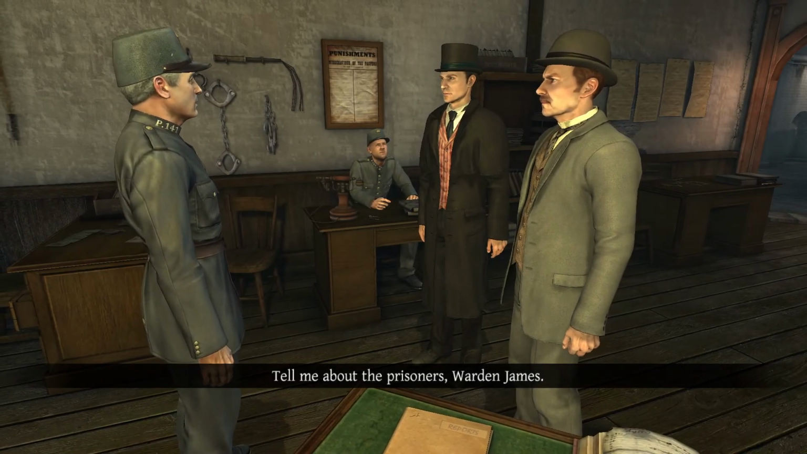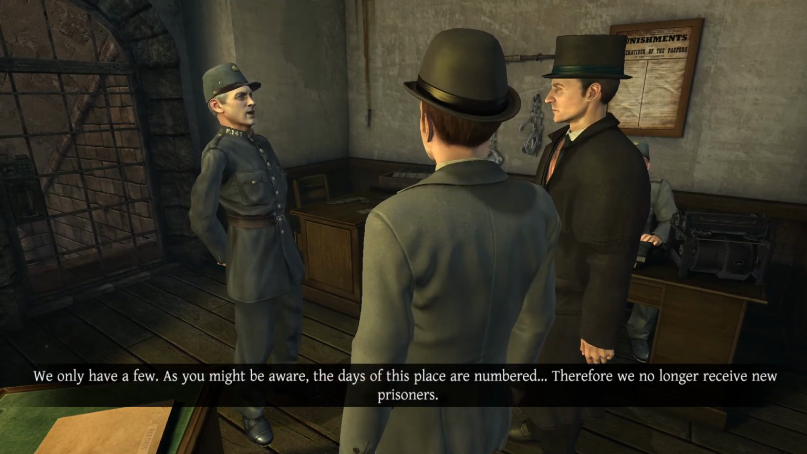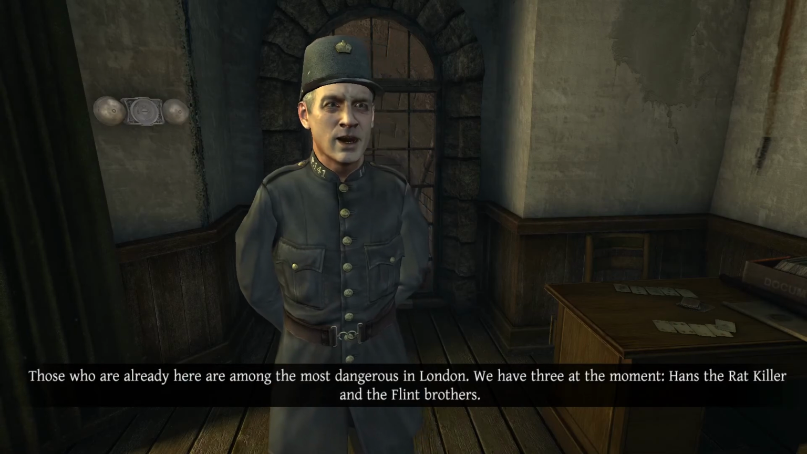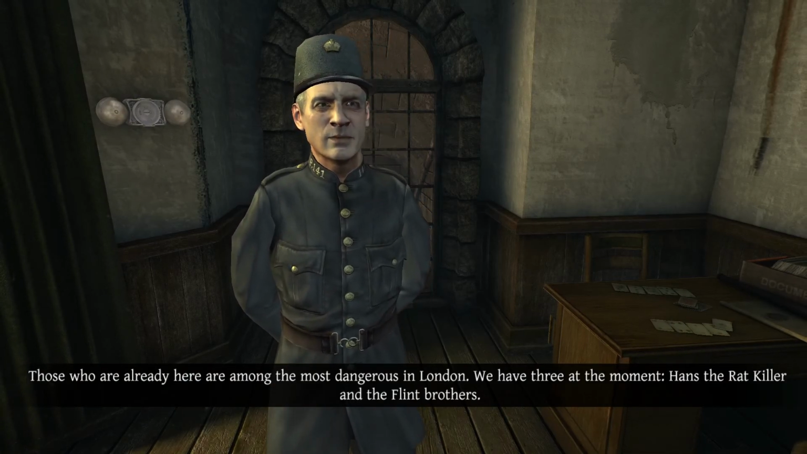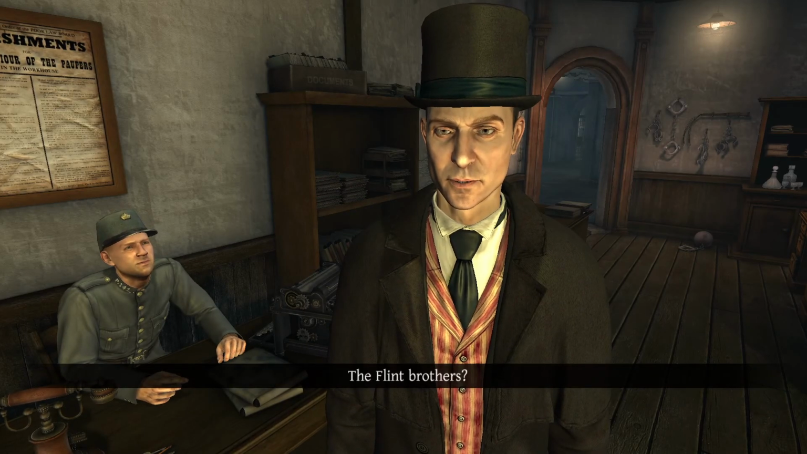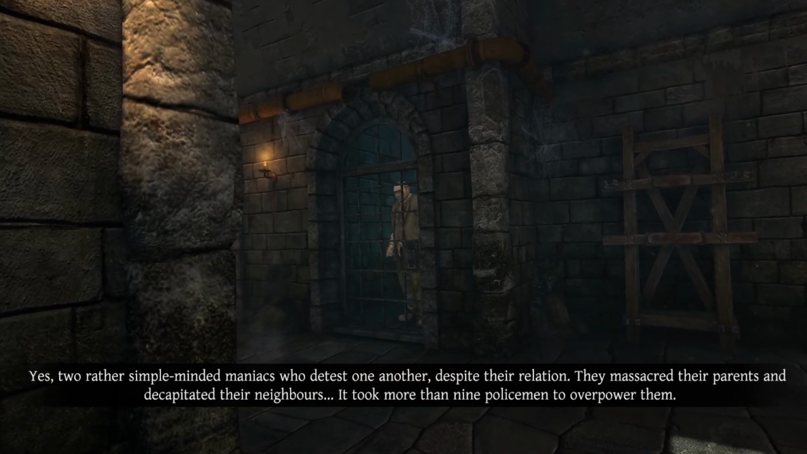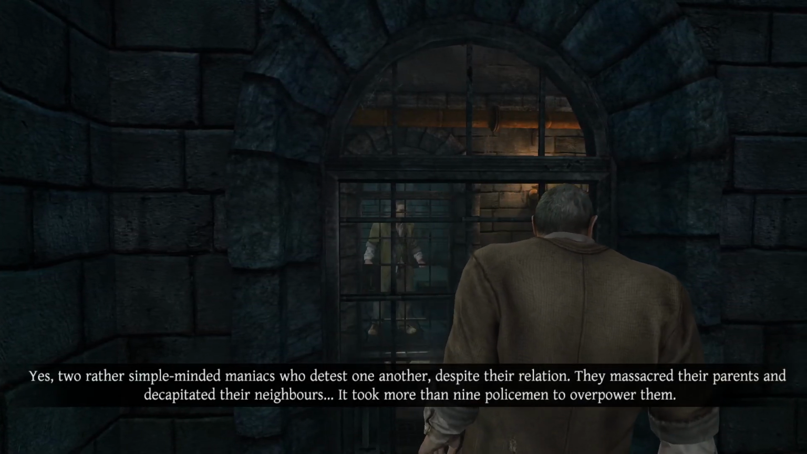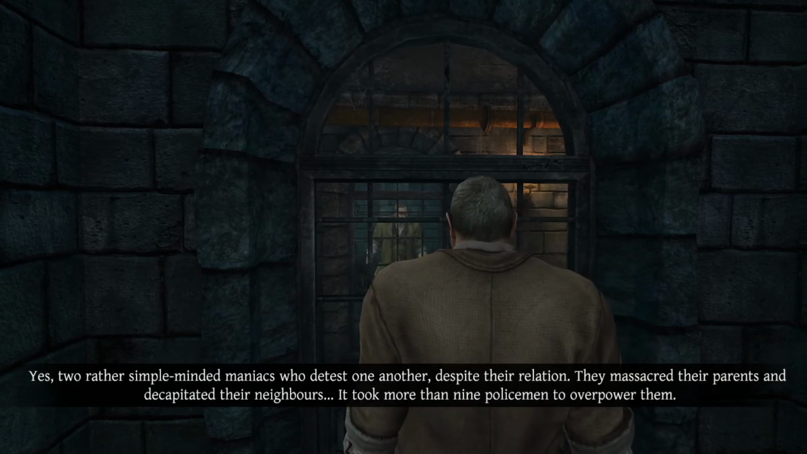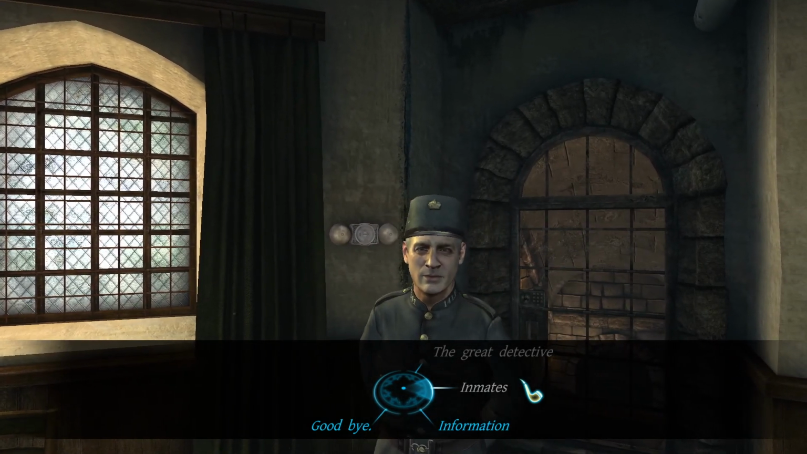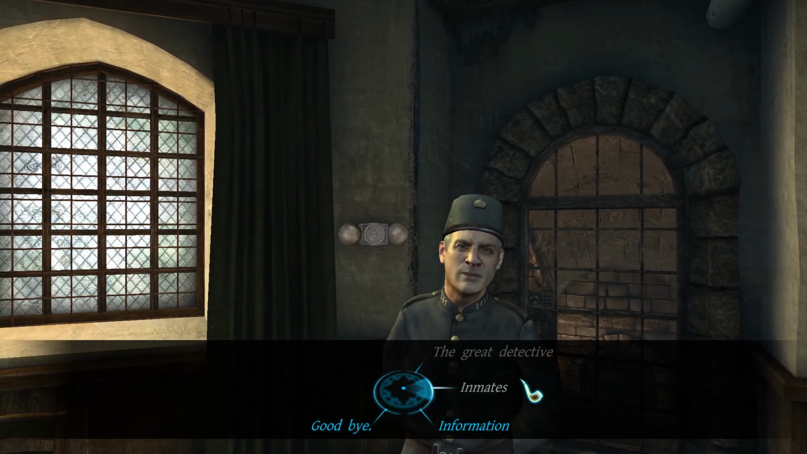Inmates. Tell me about the prisoners, Warden James. We only have a few. As you might be aware, the days of this place are numbered. Therefore, we no longer receive new prisoners. Those who are already here are among the most dangerous in London. We have three at the moment. Hans the Rat Killer and the Flint Brothers. The Flint Brothers? Yes, two rather simple-minded maniacs who detest one another despite their relation. They massacred their parents and decapitated their neighbours. It took more than nine policemen to overpower them. Interesting. Massacred their parents and decapitated their neighbors.